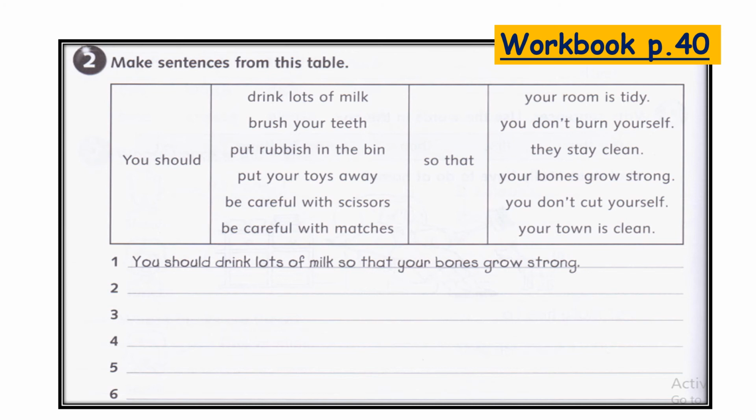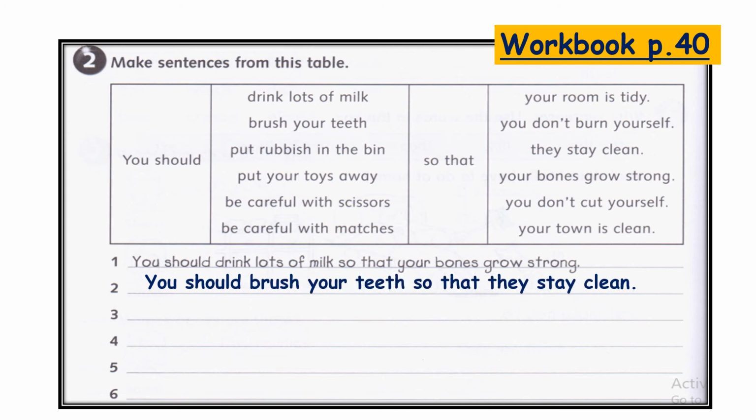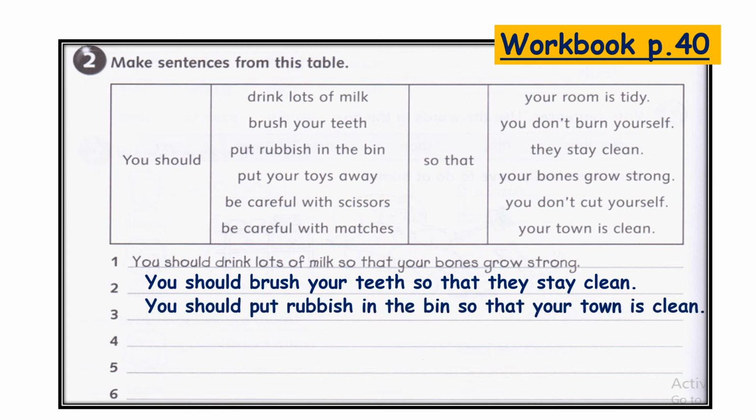You should drink lots of milk so that your bones grow strong. That is the purpose. Next, number two, you should brush your teeth so that they stay clean. You should brush your teeth is the action. The purpose is they stay clean. You should put rubbish in the bin so that your town is clean. Put rubbish in the bin is the action, and then the purpose is town is clean.